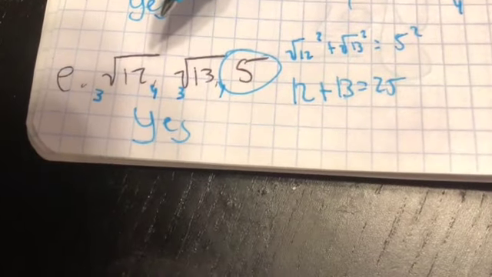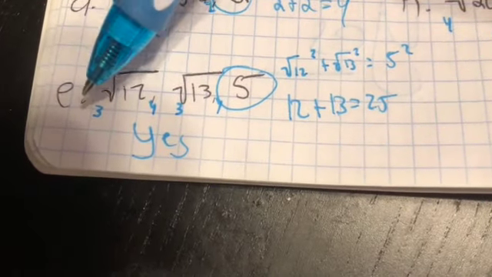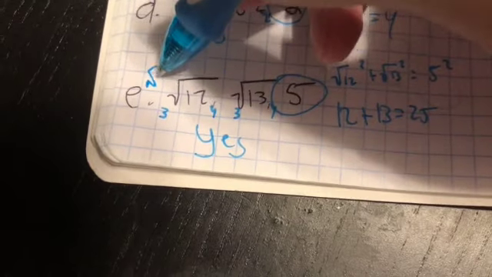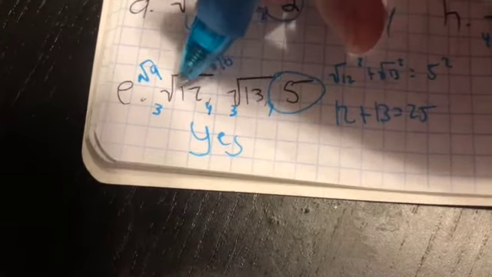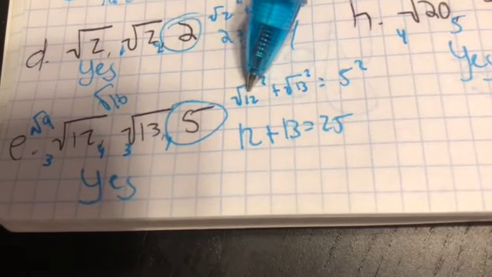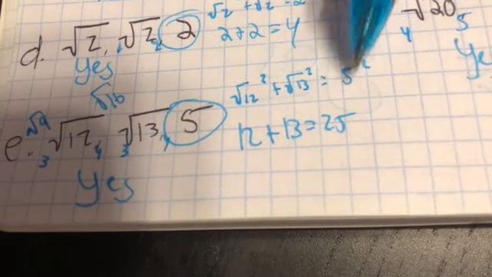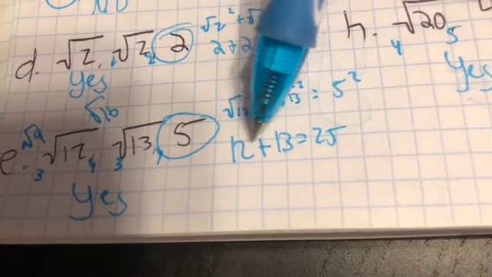And then E is a right triangle because, again, root 12 is between 3 and 4 because 3 is the square root of 9 and 4 is the square root of 16, so that's got to be right in the middle. And root 12 squared and root 13 squared, is that equal to 5 squared? Well, root 12 squared is 12, root 13 squared is 13, and 5 squared is 25. So 12 plus 13 equals 25. Yes, that's true. So that is a yes.